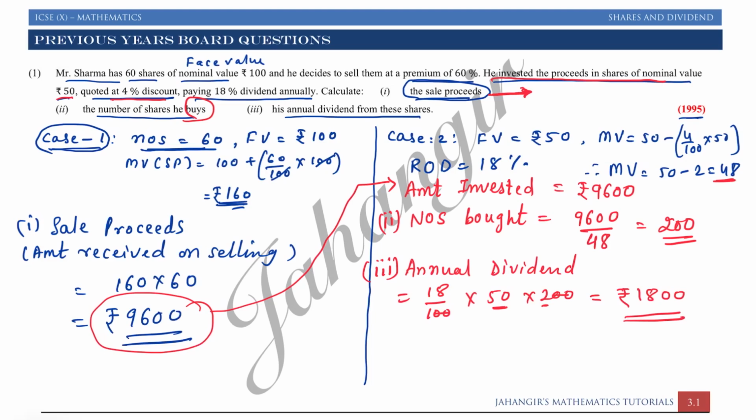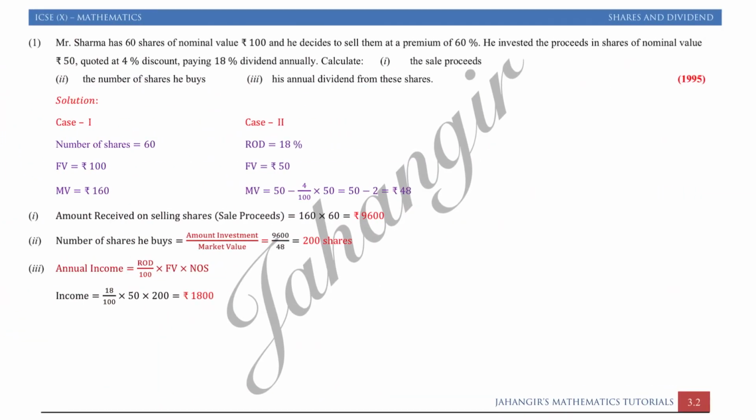The second question was how many shares he bought. So the amount received on selling becomes the amount invested for the second case, because the same money he is using to buy another company's share. So here the number of shares you can easily find, because number of shares is amount invested upon market value. We know the market value, we know the amount invested, so just substitute in the formula. And the third part is annual dividend. The annual dividend formula we know: ROD upon 100 into face value into number of shares. Go through this part.